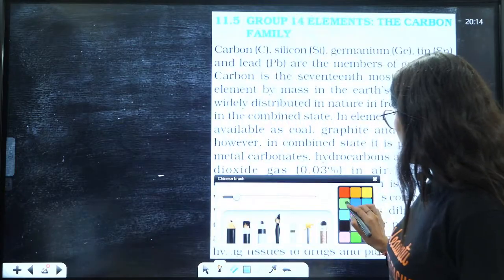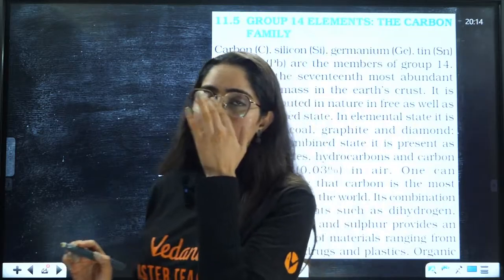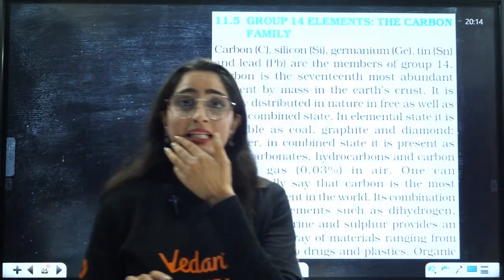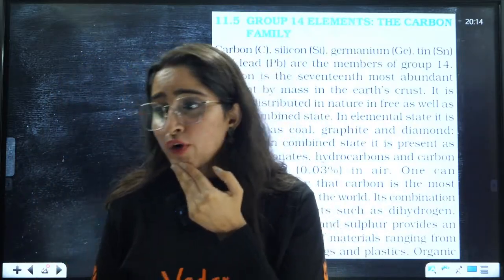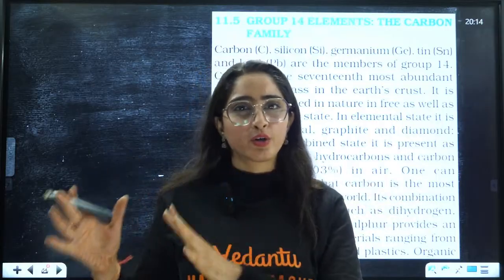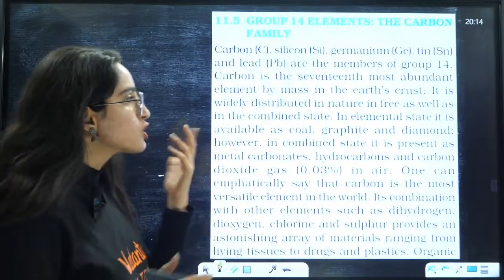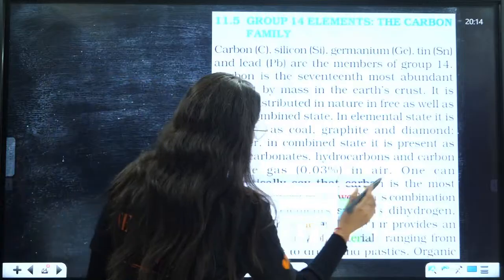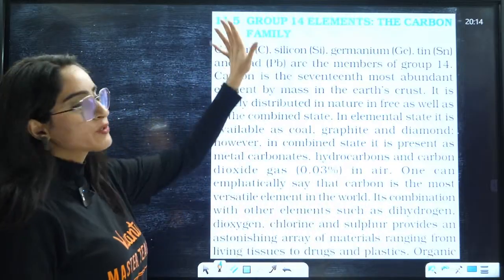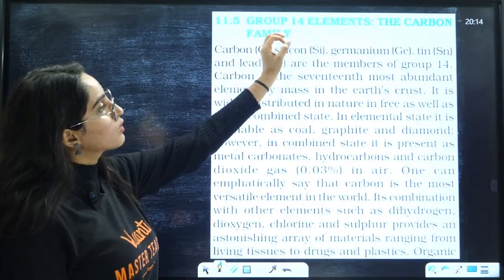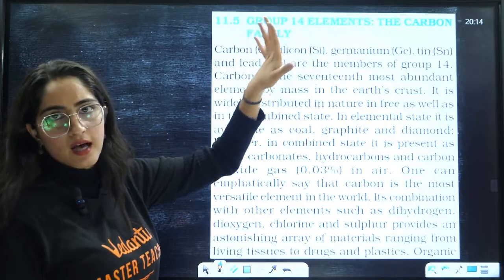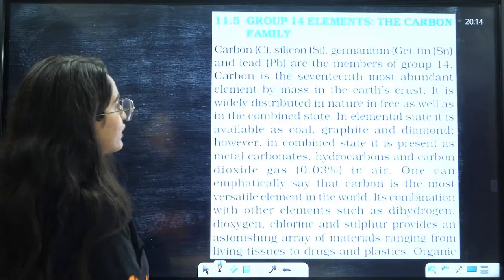Okay, so now we are about to do group number 14. Are you all ready for group number 14? It will be quite similar to group number 13 only. So let us start with group number 14. Group number 14 means carbon, silicon, germanium, tin and lead. These are the elements that you have in group number 14.